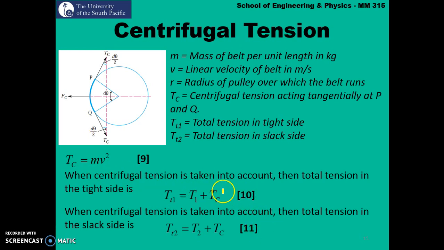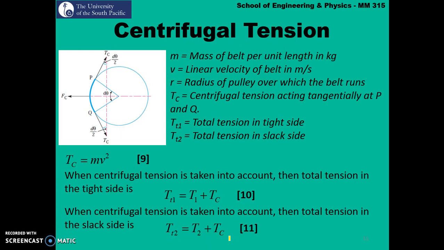When centrifugal tension is taken into account, the total tension in the tight side is Tt1, which is equal to T1 plus Tc. Tt1 is the total tension in the tight side, and Tt2 is the total tension in the slack side. When centrifugal tension is taken into account, the total tension on the slack side is Tt2, which is T2 plus Tc.